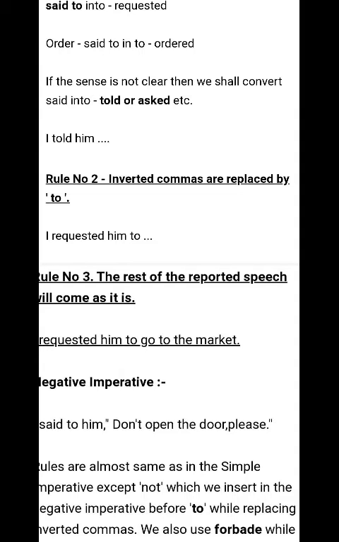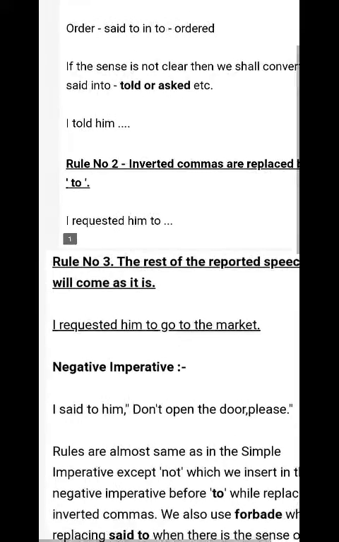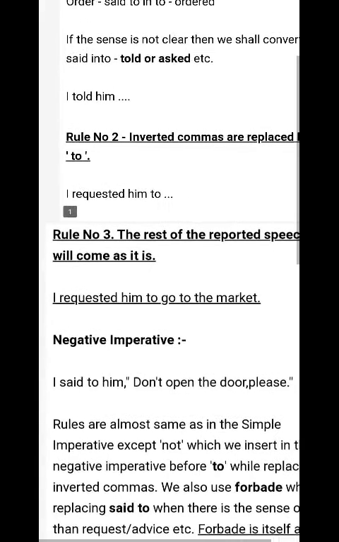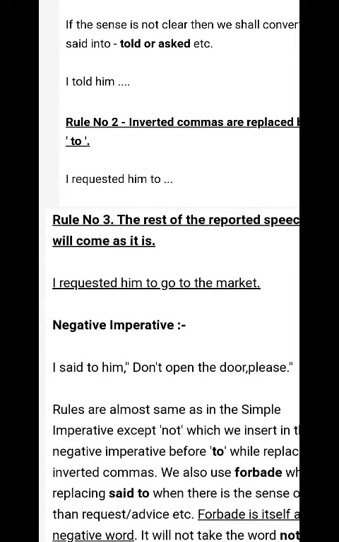You cannot add s or es, you cannot add ed or d or t in order to make it past, you cannot add ing, anything. Only the main verb in its original form will be written after to, and then whatever is there will be written as it is, except the pronouns. The pronouns will be changed, and the verb, because the infinitive is sitting behind it, will be written in its original form. See, the third rule, it is written there that the rest of the reported speech will come as it is. I told you, as it is.